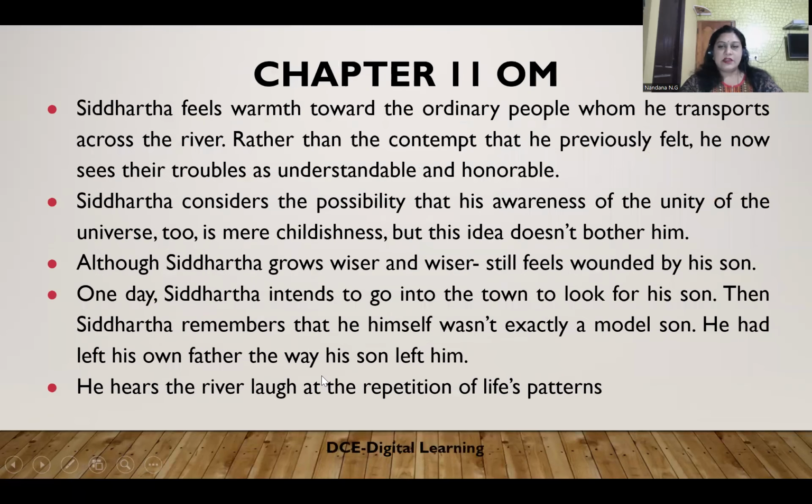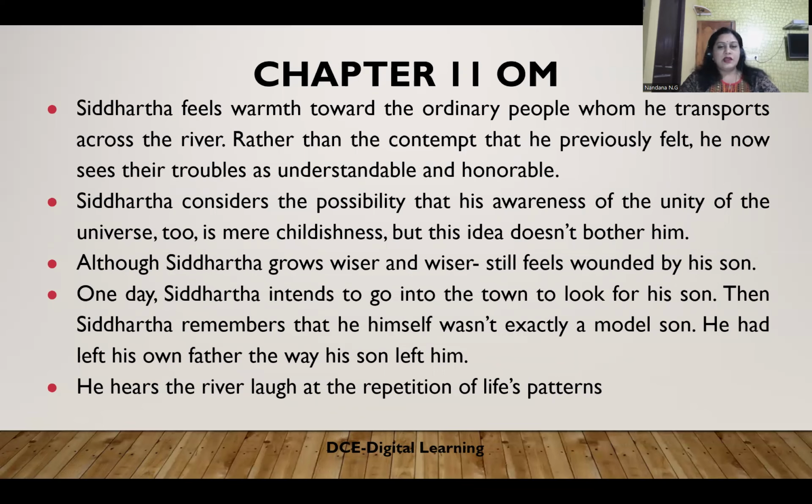Chapter 11 is titled Om. Siddhartha now starts feeling warmth toward the ordinary people whom he ferries across the river. Rather than the contempt that he previously felt, he now sees their troubles as understandable and honorable. Siddhartha considers the possibility that his awareness of the unity of the universe too is mere childishness, but this idea doesn't bother him. Although Siddhartha grows wiser and wiser, he still feels wounded by his son.